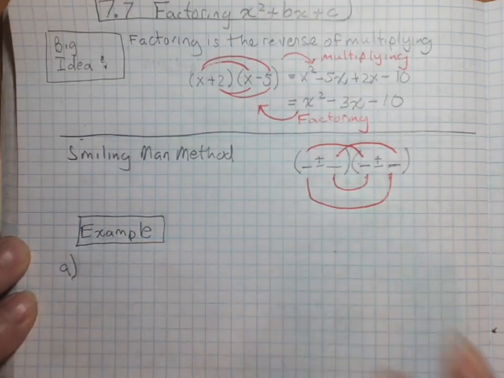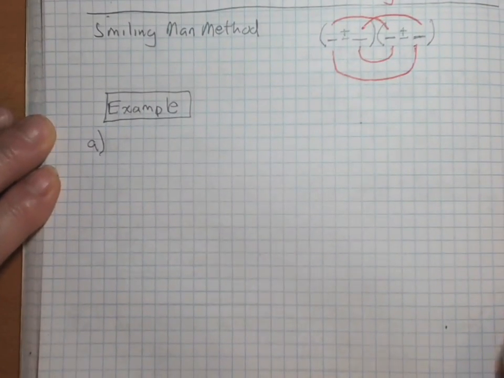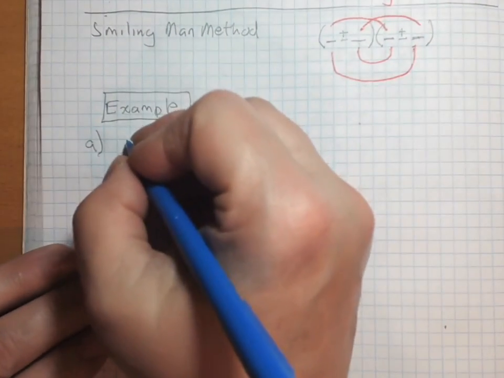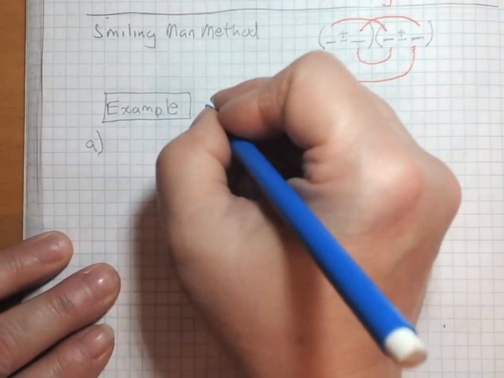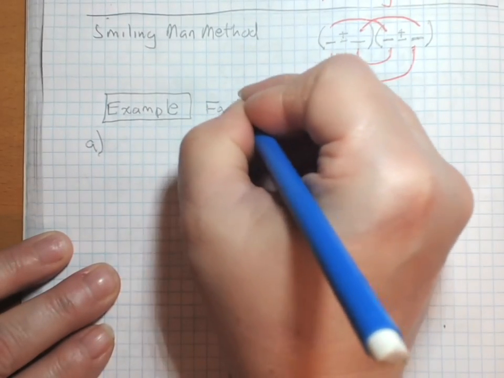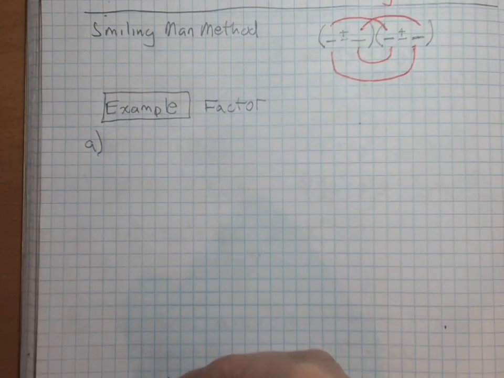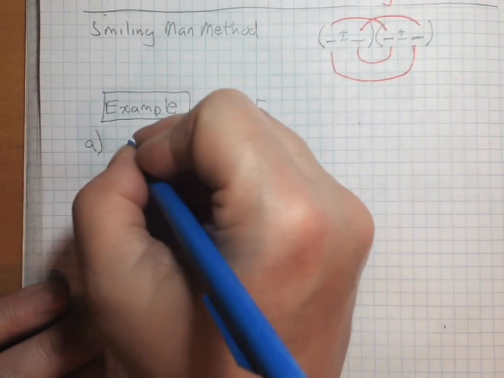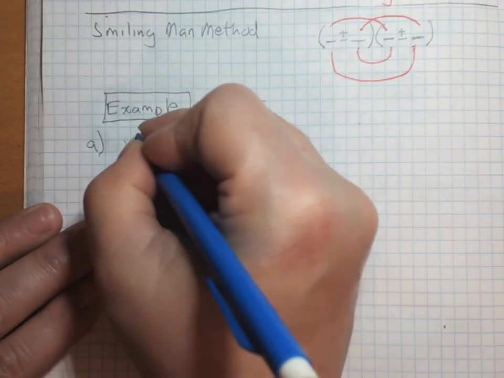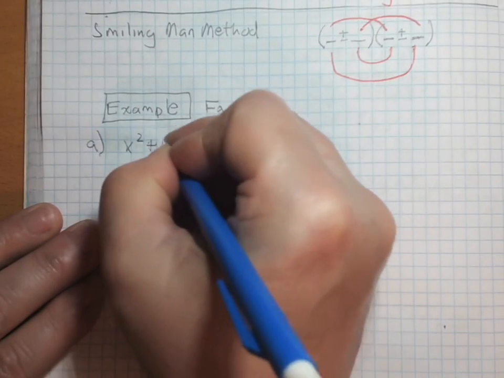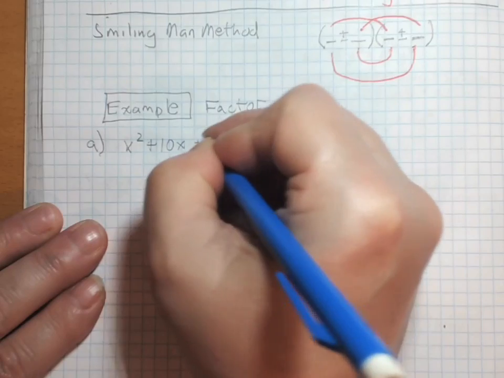Okay, A. I have 3 examples total. And the first one is we're going to, oh, and the directions will be for all 3 of these, we're going to factor. And that's it. We stop as soon as we get a factored form. All right, polynomial x squared plus 10x plus 16.